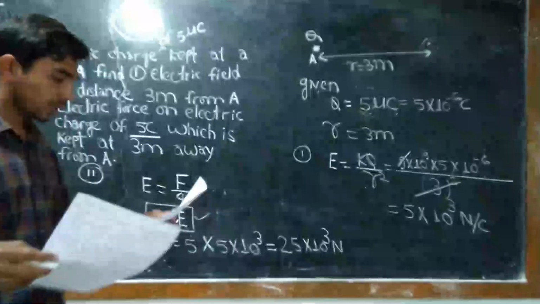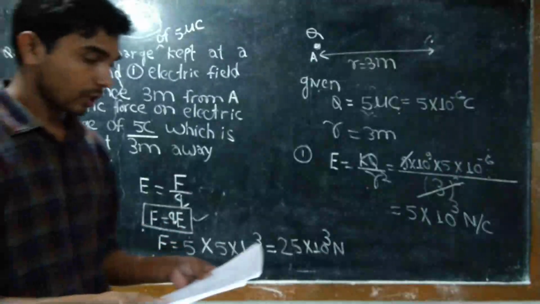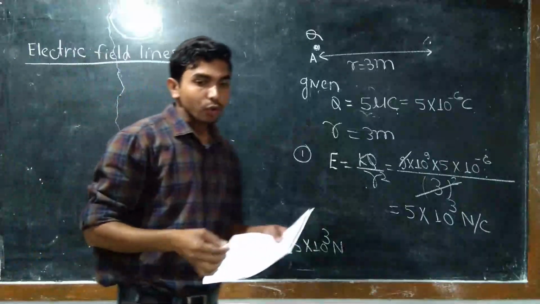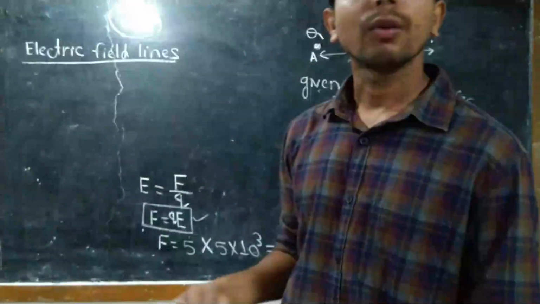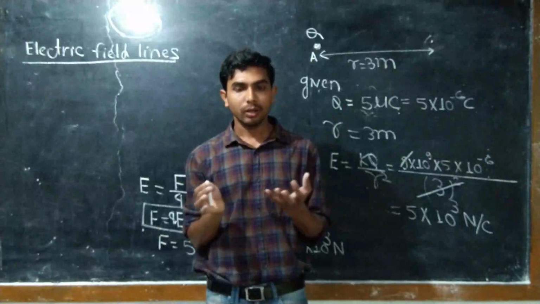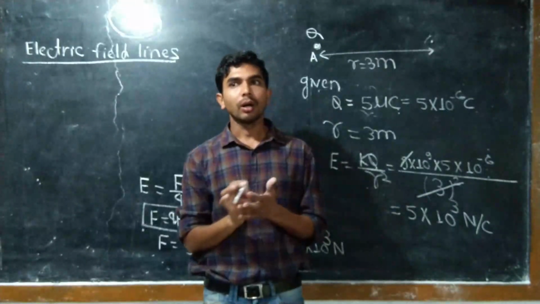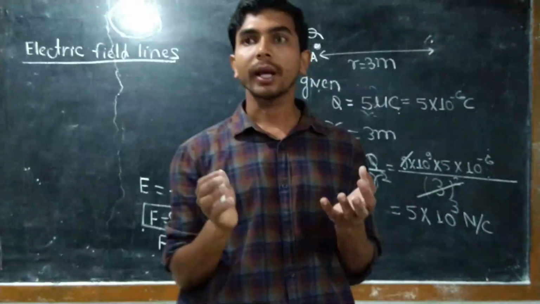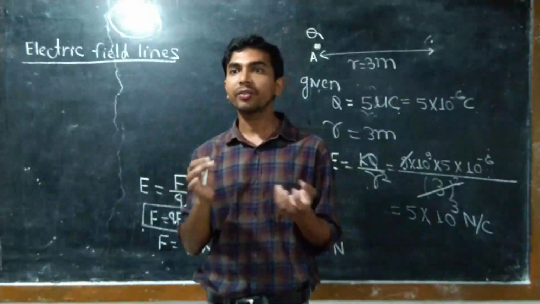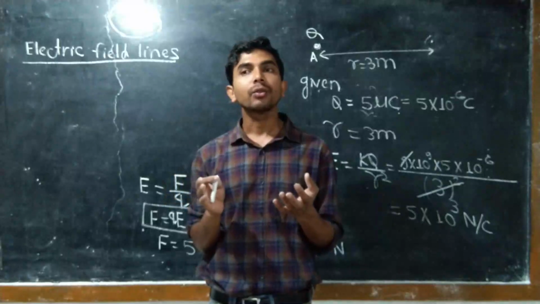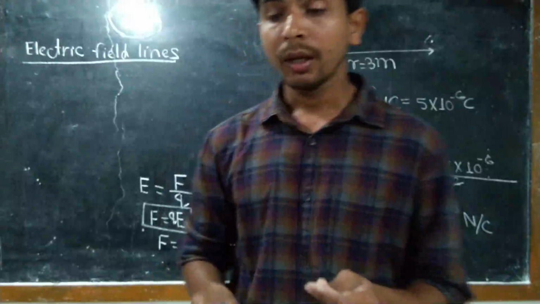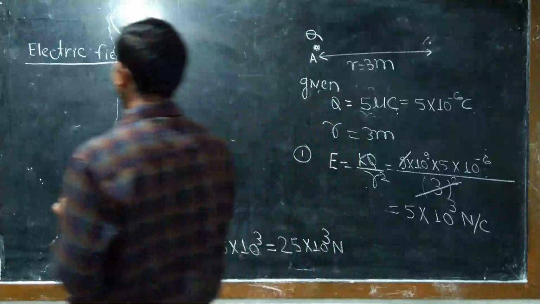And next we are going to discuss electric field lines. What are electric field lines? The electric field in a region is graphically represented by drawing certain lines. That line is known as electric field lines.